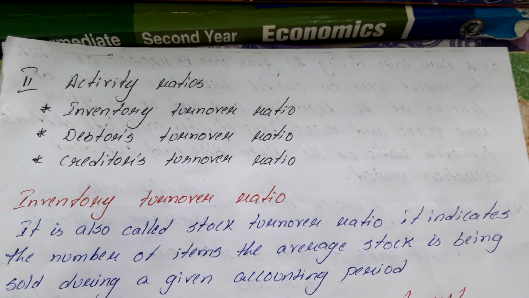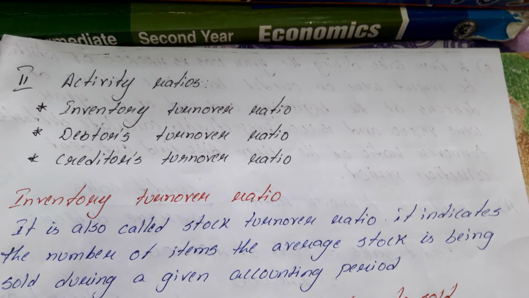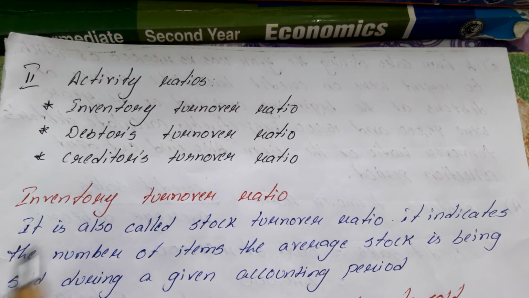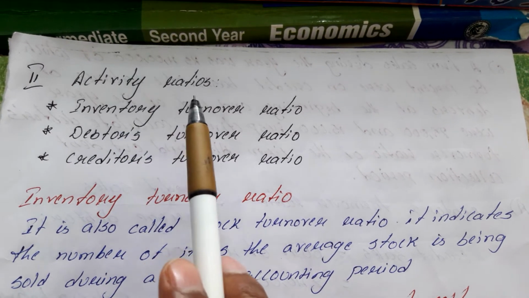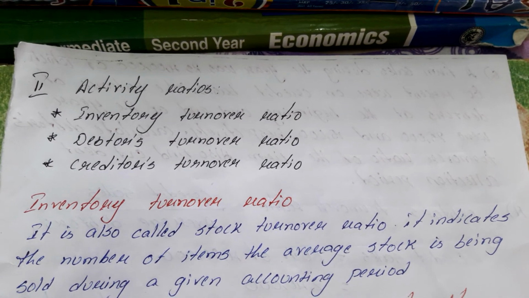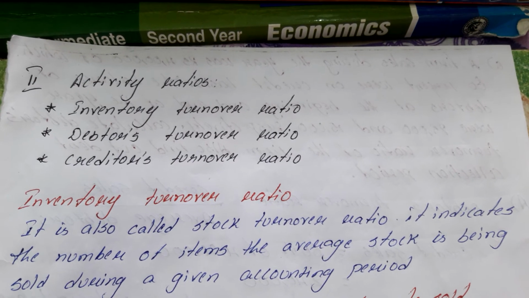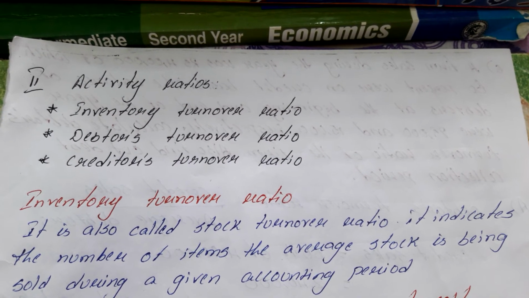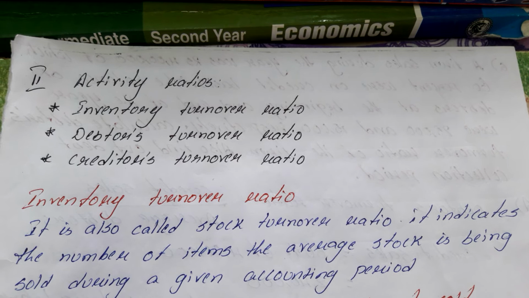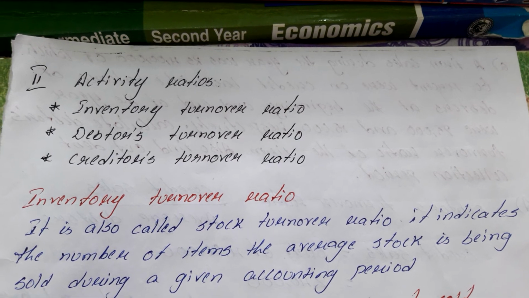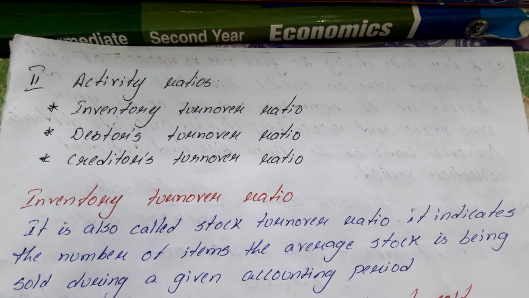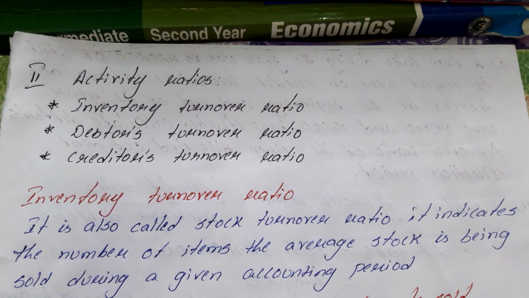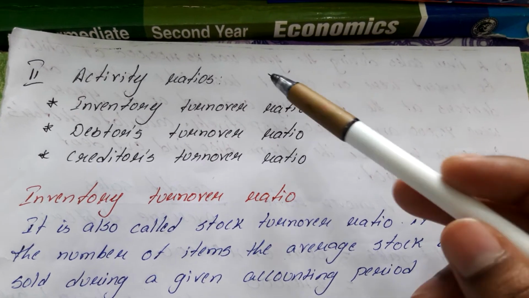Welcome back, friends. This is part 2 of your ratio analysis. Here we discuss the second type of ratio analysis, nothing but activity ratio. With the help of this activity ratio, we are able to know how timely the company is able to sell its goods, how timely they are able to collect from debtors, and make timely payment to creditors. That we will know from this activity ratio.